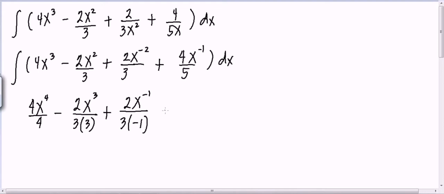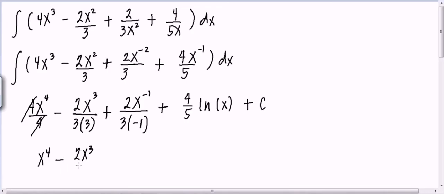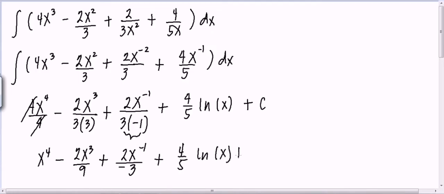So ang magiging itsura ng sagot ninyo is, so ito siya, okay? So pag inintegral ko yan, magiging 4/5 ln x, okay? Plus c. Okay? Ganun yung example natin kanina. Okay? So, iayos lang natin to. So, 4 over 4, canceled yan. So, x raised to 4 minus, so 2x cubed over 6, ay over 9, sorry. 3 times 3 is 9. Okay, this one is negative 3. Tama? So, this one, 3 times negative 1 is negative 3. Okay, negative 3 plus 4/5 ln x plus c.